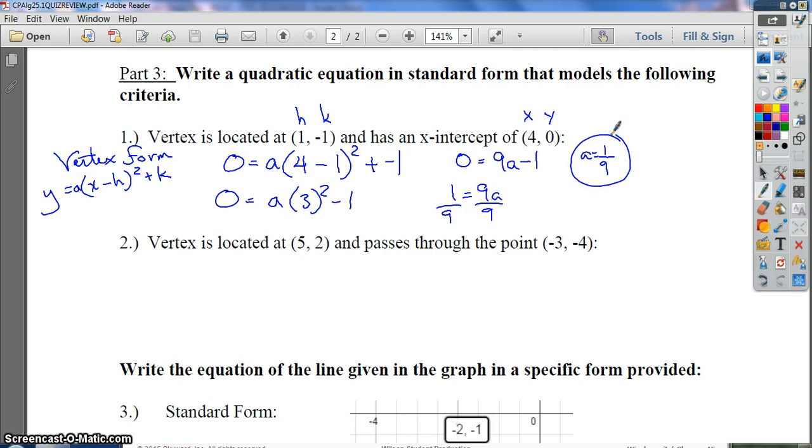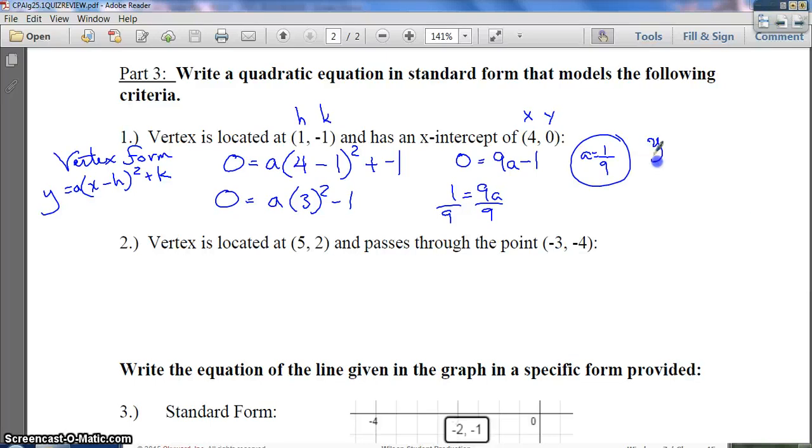Okay? Now, let's rewrite this, but we're going to have to put it in standard form then. Let's put a in. So y equals 1/9 times x minus, what's our h value? 1 again. Plus our k value of negative 1. We need to write that in standard form. So, here we go again.